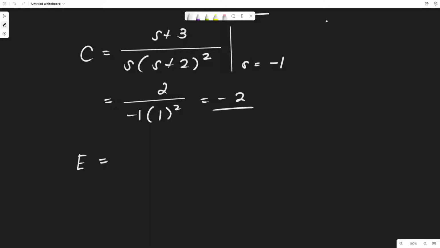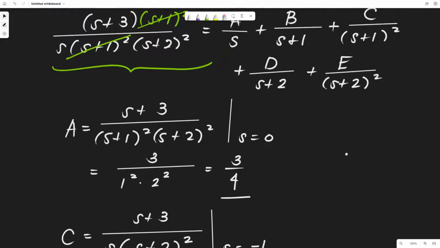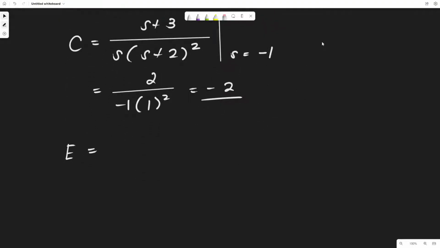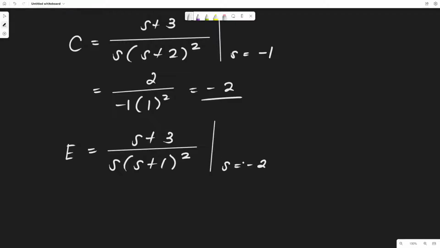Ayan. So, E is equal to, diba? Kung kanina, S plus 1 quantity squared yung inano natin, dito ang ipapalit natin is S plus 2 quantity squared. Okay, so ito yung makakancel ngayon. Okay, so ano yung naiwan? S plus 3 over S times S plus 1 quantity squared. Okay, so ano yung ipapalit natin? Since ang na-cancel is S plus 2, negative 2 yung ilalagay natin. S is equal to negative 2.